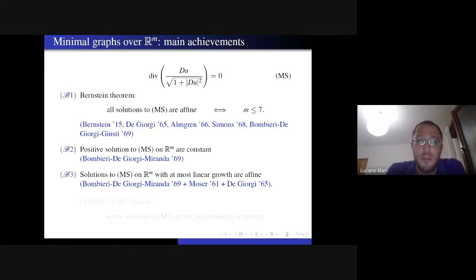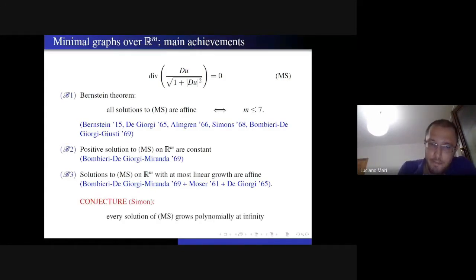It followed the original Bernstein theorem, 1969. So it's the same period, but slightly later. And the third result is tightly related to the second one: solutions to the minimal surface equation on Euclidean space that grow at most linearly are affine. Actually, if they grow at most linearly, they have bounded gradient, and this has been shown by Bombieri, De Giorgi, and Miranda. And if they have bounded gradient, they are affine by works of Moser and De Giorgi.